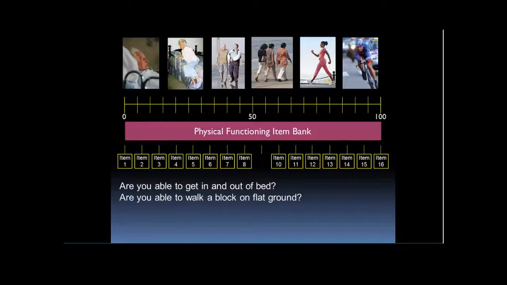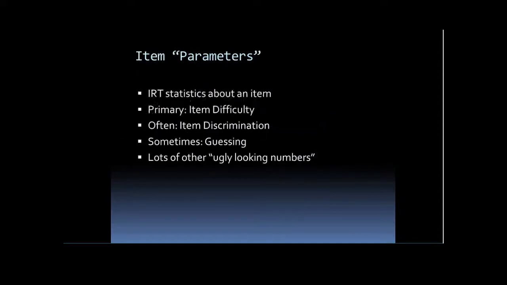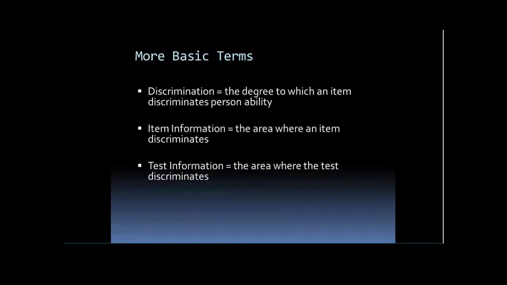Are you able to walk a block on flat ground? That's a good item, again, for a person who can ambulate, but not great, at that stage in their functioning. Are you able to run 5 miles?